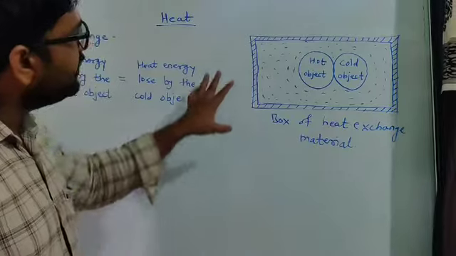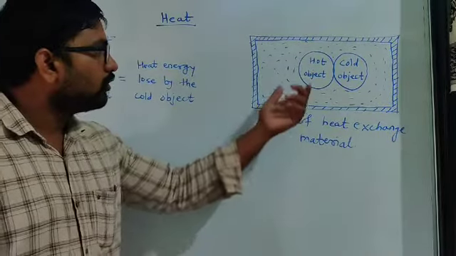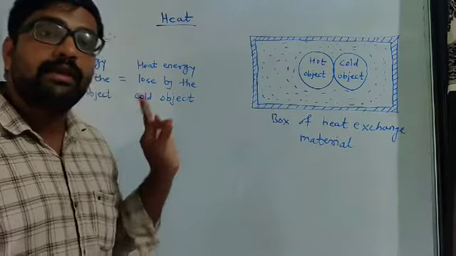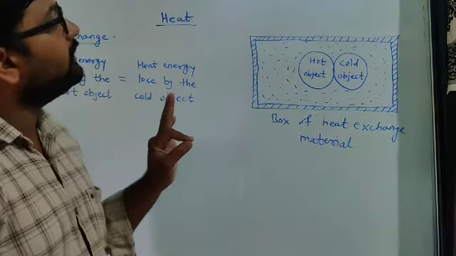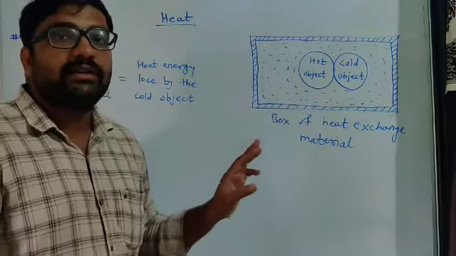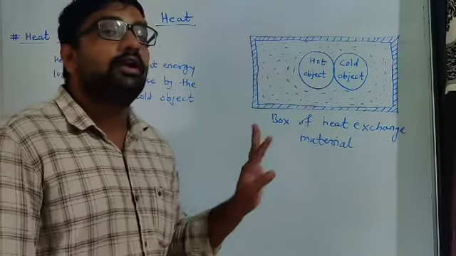Now we consider this system is isolated. The hot object and cold object are in an isolated system. It means whatever heat energy is lost by this hot object, that much heat energy will be gained by this cold object.